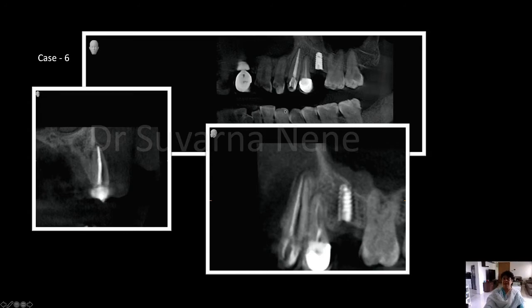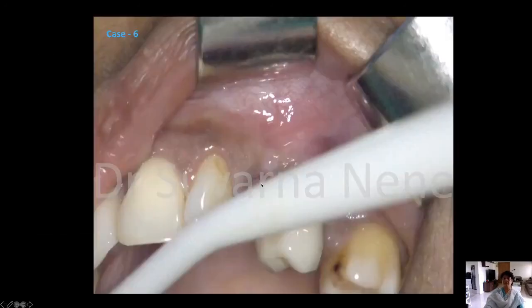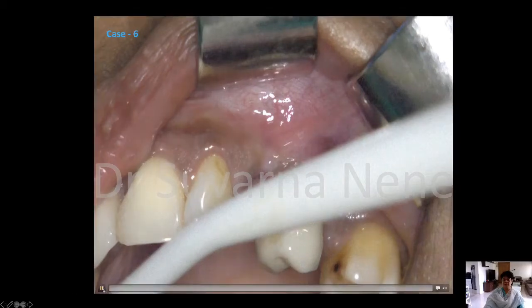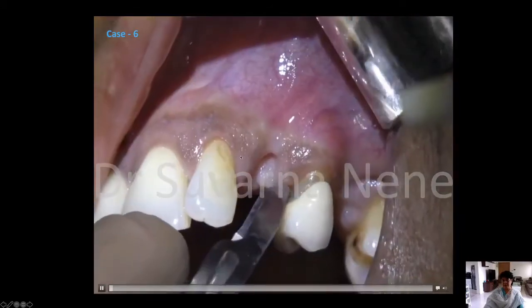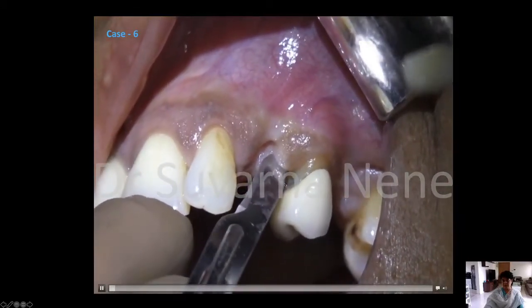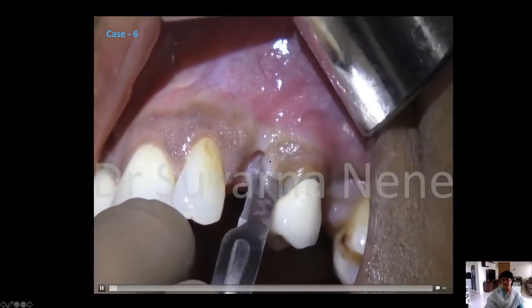And when her canine started having some problems, she came back again to the clinic. So we decided to remove the tooth. We removed the tooth, and then after 4 weeks' time, we decided to do the GBR and, if possible, also place a simultaneous implant. You can see the buccal dehiscence.